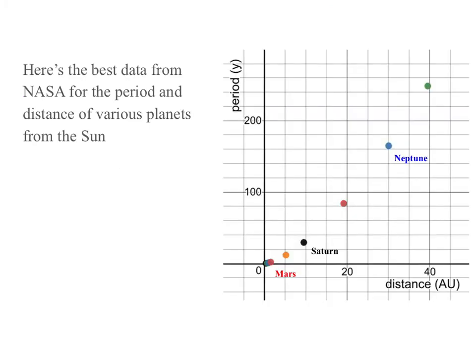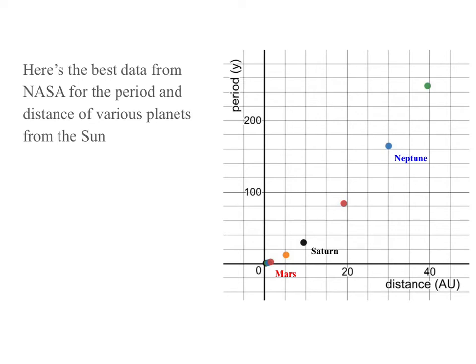This is the best data from NASA currently for the period and distance of the planets from the sun. So here you see the inner solar system and Mars. Well, inner solar system, Jupiter, Saturn, Uranus, Neptune, and even Pluto. We will not at the moment get into the wide-ranging debate as to whether Pluto should be considered a planet or not. And we've just plotted the period on one axis and the distance on the other. And there's certainly some relationship. It's not obvious what it is.